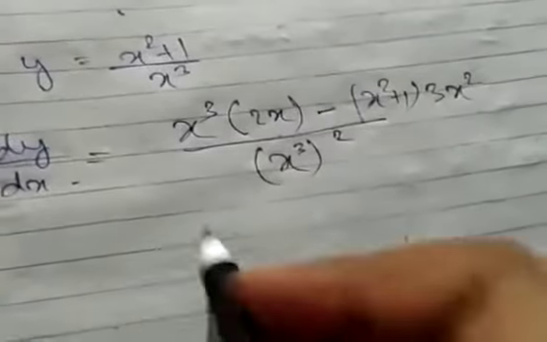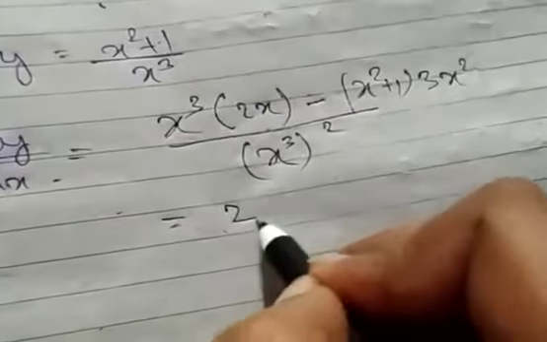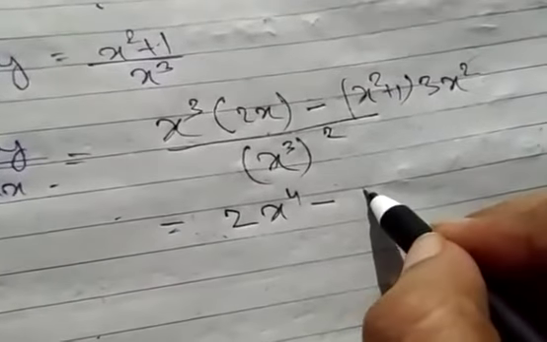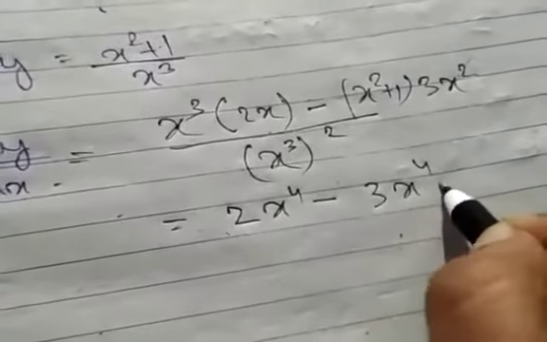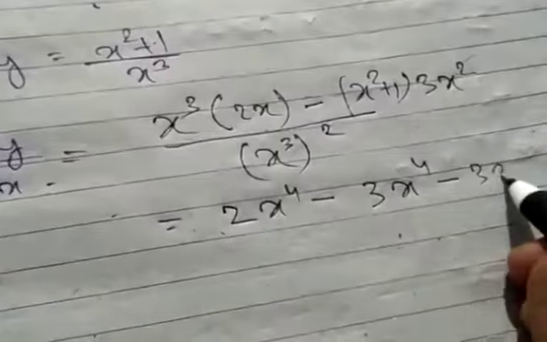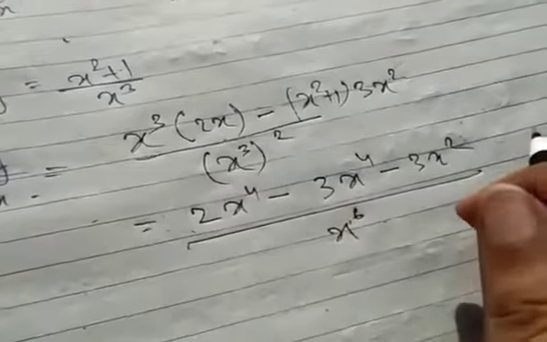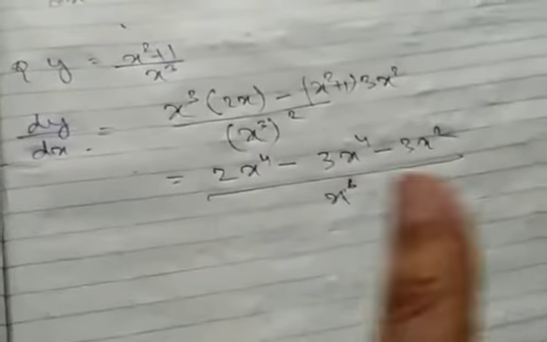This is the answer. We can write it down like this: 2x to the power 4 minus, if you solve it, 3x to the power 4 minus 3x square upon x to the power 6. This will be your answer. You can further solve it. So this is all about algebra.